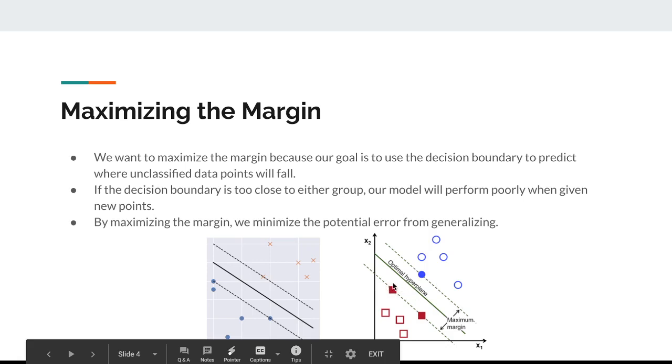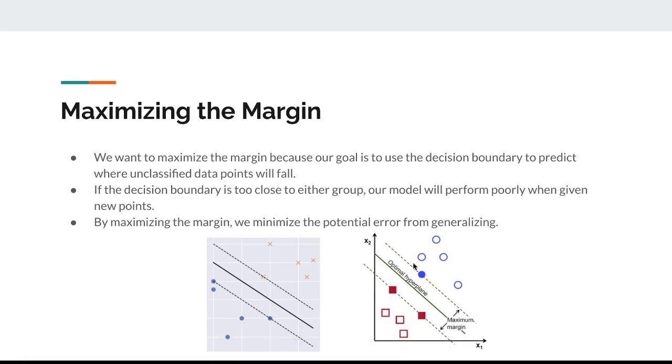vectors. So these two red squares and this little blue circle are the support vectors of this situation here. And this hyperplane is the most optimal because this margin is the largest, and thus this would be the best way to split this data in half, or split the data between the red and blue.